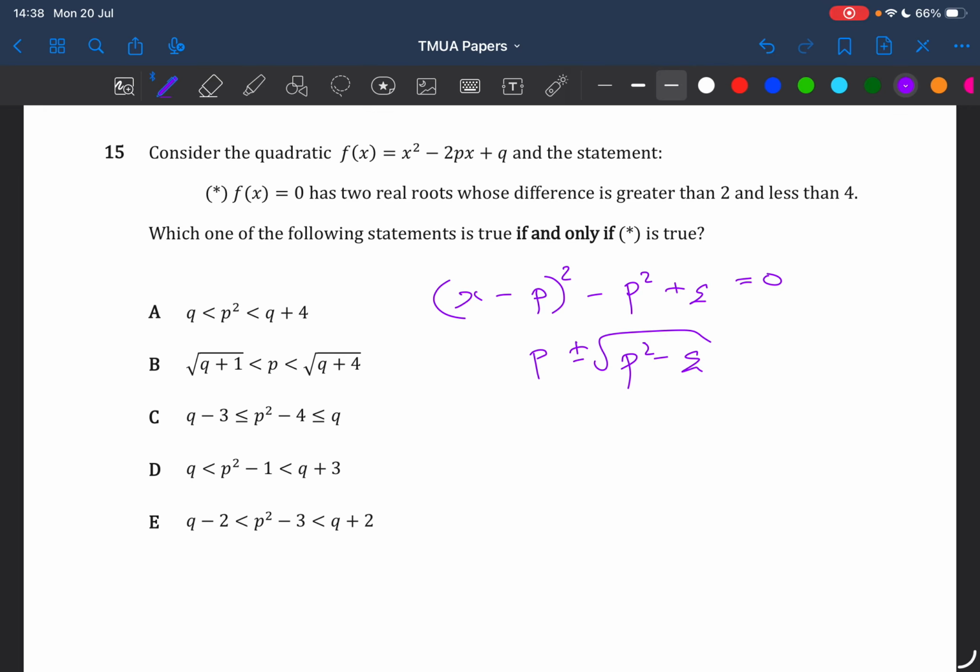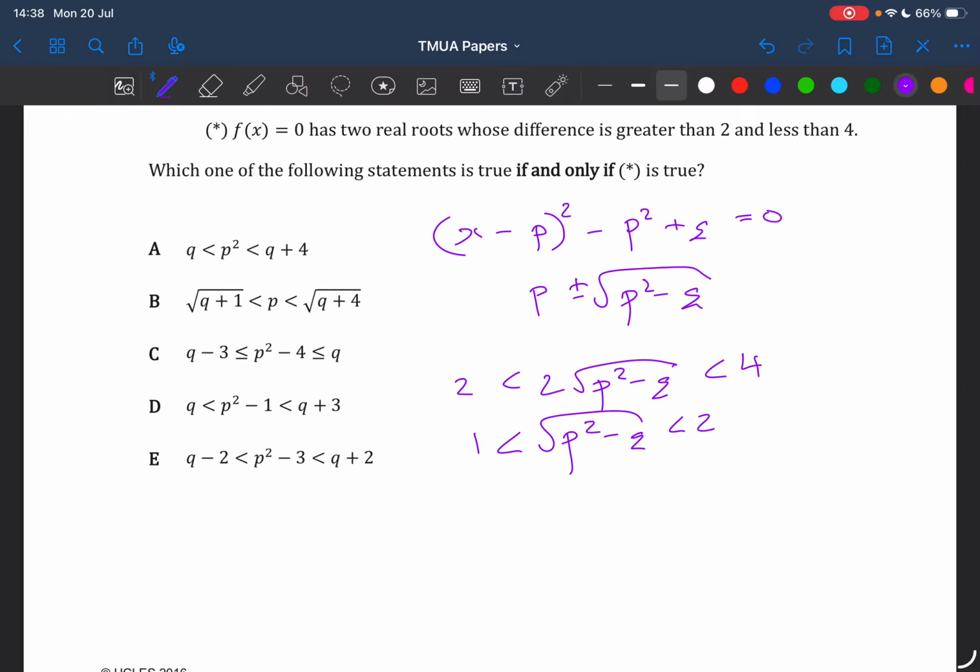So doing that, what's going to happen? We'll have 2 lots of p squared minus q, all square rooted. We want it to be greater than 2 and less than 4. That looks good. Let's divide everything by 2. We'll have 1 less than p squared minus q, all square rooted is less than 2. And then squaring everything, 1 is less than p squared minus q, which is less than 4.